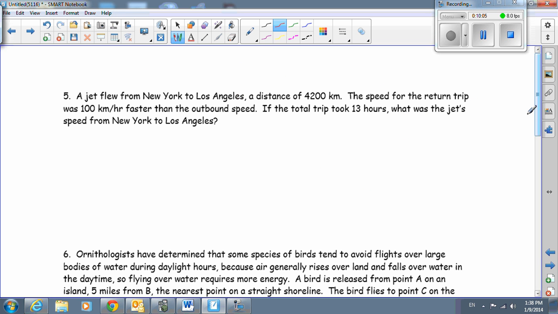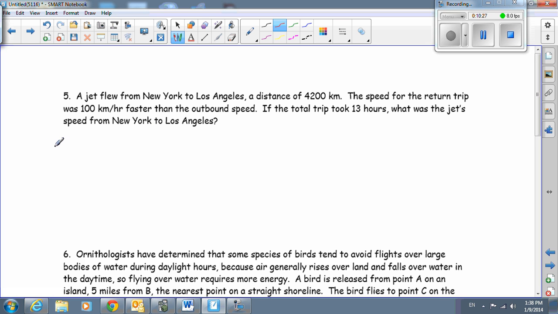All right, let's go on to the next one. A jet flew from New York to Los Angeles, a distance of 4,200 kilometers. The speed for the return trip was 100 kilometers faster than the outbound speed. If the total trip took 13 hours, what was the jet speed from New York to Los Angeles?